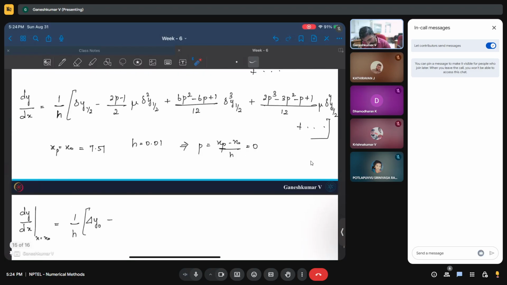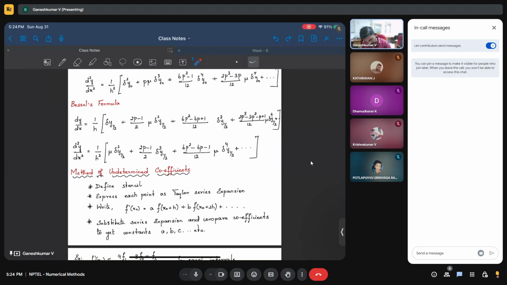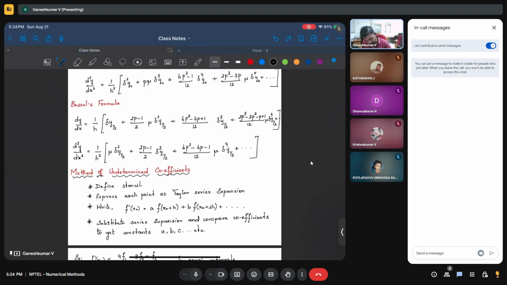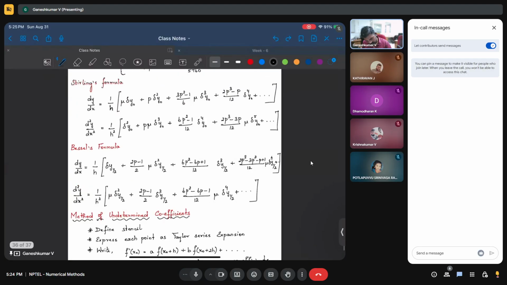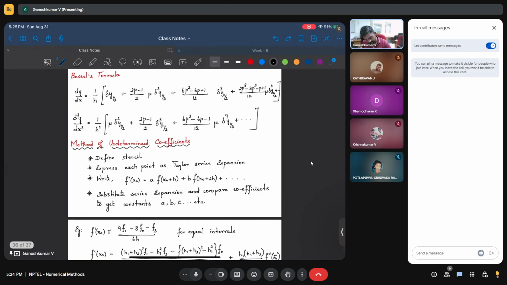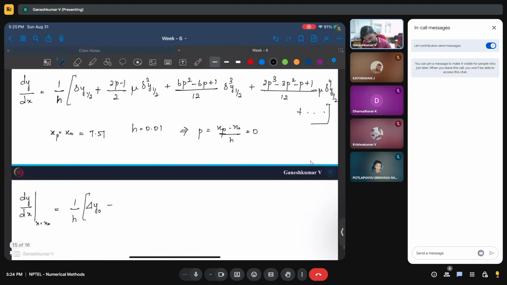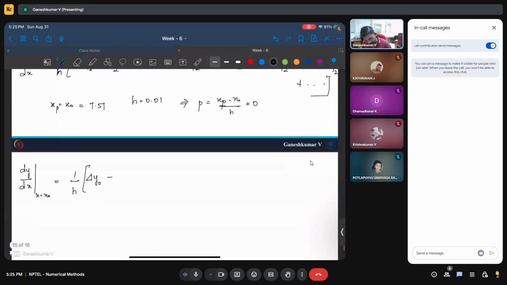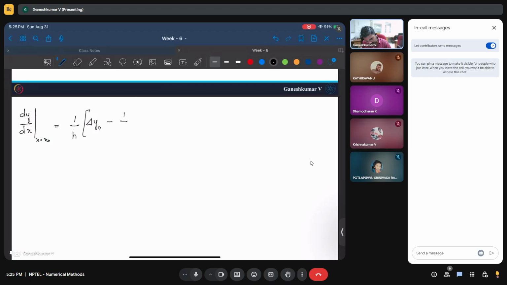Okay, wait a minute. I think this is wrong, this has to be plus, right? Okay, everything is plus. Yeah, this has to be plus. So in this case, this is 0, so this is minus 1 by 2 into mu, which is another 1 by 2, so it will be minus 1 by 4. So I'm just going to write this as minus 1 by 4.